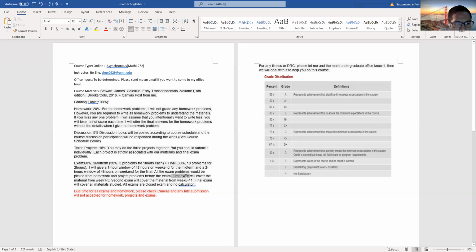The first exam will cover the material from week 1 to week 5. Our first midterm exam will be on the weekend of 5th week. Okay, and the second midterm exam will cover the material from week 6 to 11. So it means that the second midterm exam is on the weekend of 11th week. I think after the 12th week is Thanksgiving, right? So before the Thanksgiving, we will have an exam.